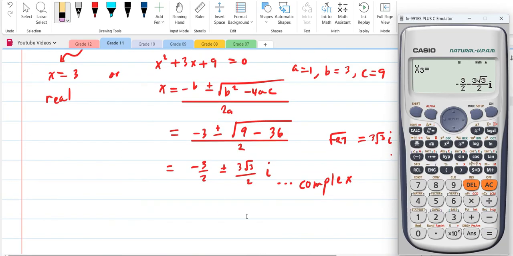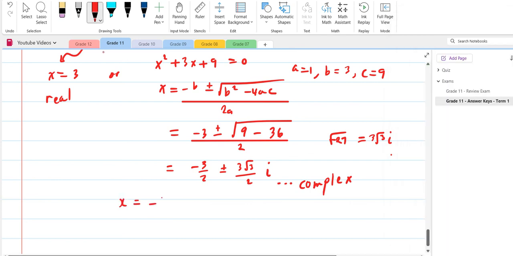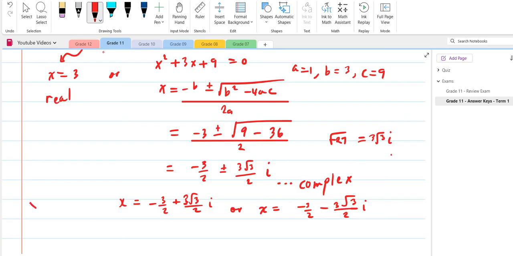So you can go and split the solution up, which is x is equal to minus 3 over 2 plus 3 root 3 over 2 i, or x is equal to minus 3 over 2 minus 3 root 3 over 2 i, and those are the three solutions, and x is equal to 3, which is the real part, and those are the complex part.